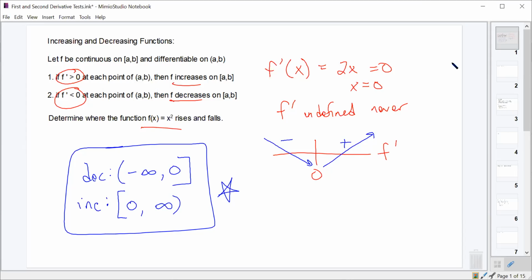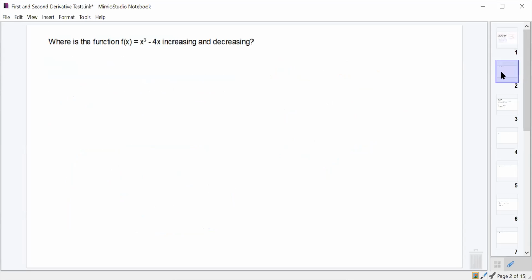Good. I mean, not good because it doesn't make any sense, but good that you have to do it and understand that's what you're doing. All right, cool. Let's do another nice little easy one here. We want to figure out when is this function x cubed minus 4x increasing and when is it decreasing? You guys think you could do this one on your own or no?